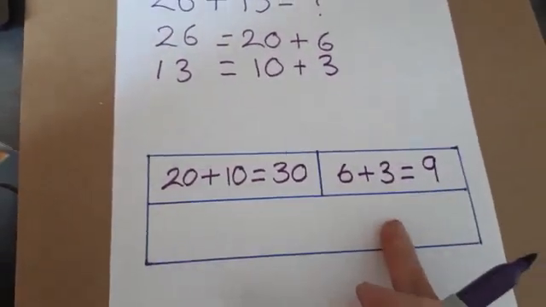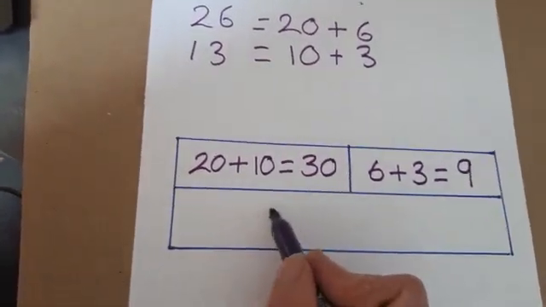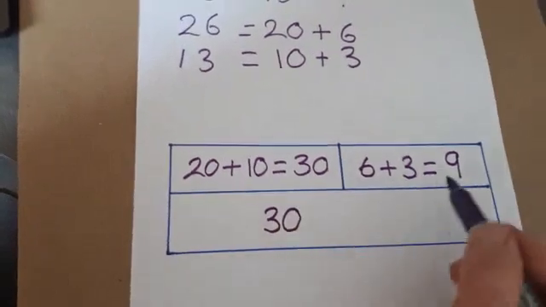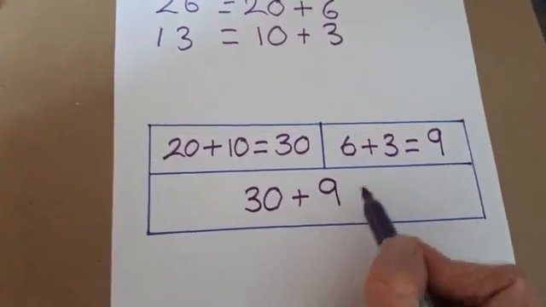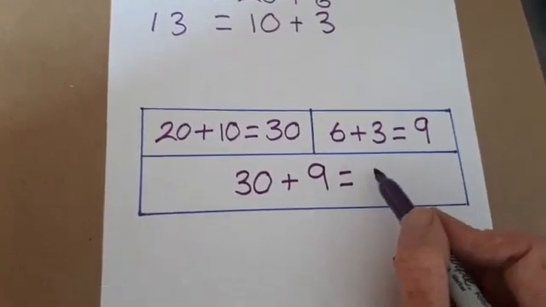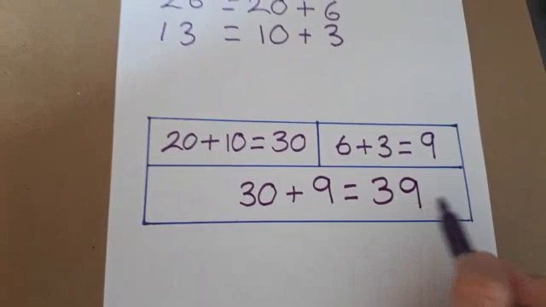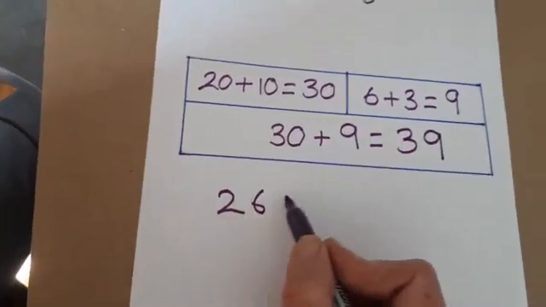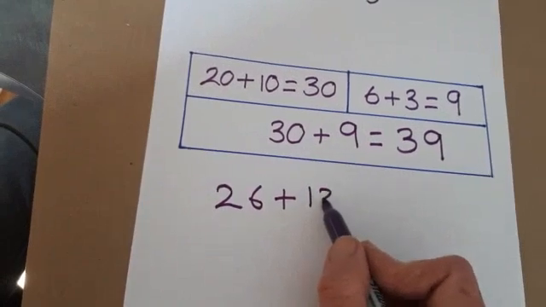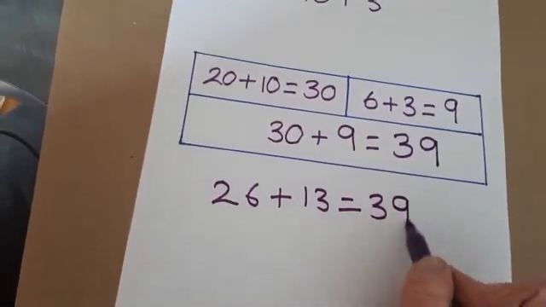At the bottom, I'm going to add them together. So that's the 30 from that side, plus the 9 from this side. And together, that makes 39. Well done. So 26 plus 13 equals 39.